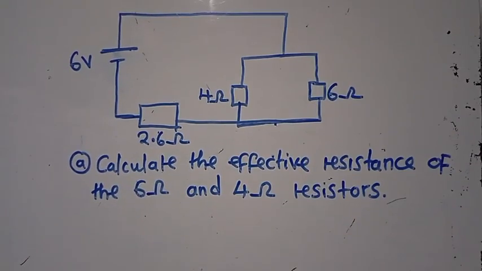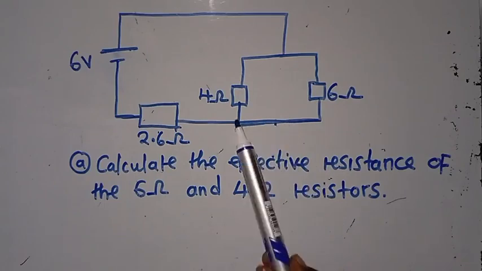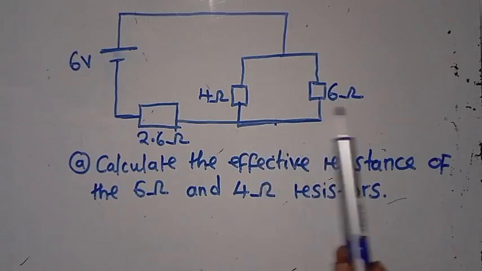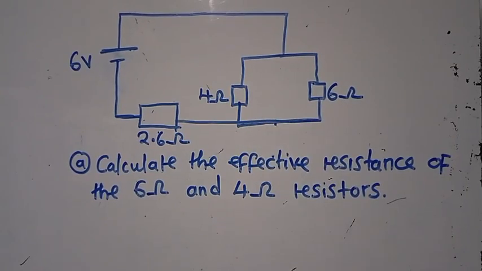Calculate the effective resistance of the 6 ohm resistor and 4 ohm resistor. So we want to calculate the effective resistance of the 6 ohm and 4 ohm, the total resistance between these two resistors. This is the question that we have. So how can we go about it? How can we answer it?